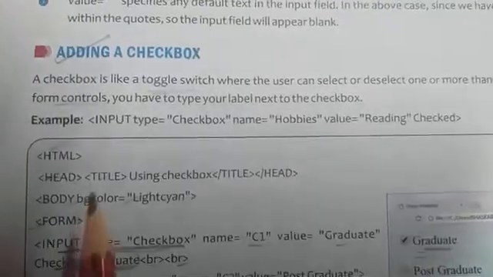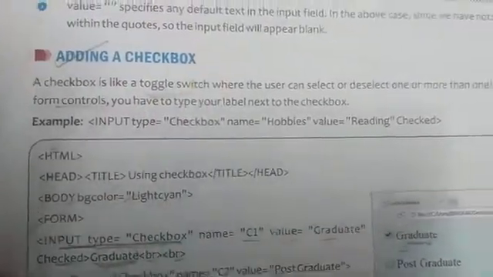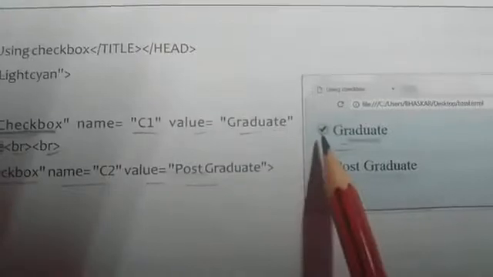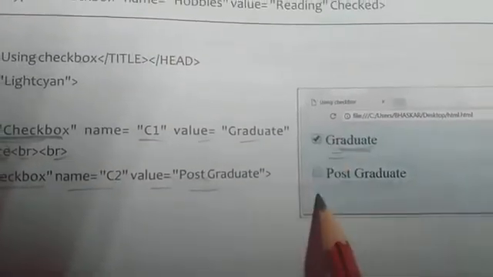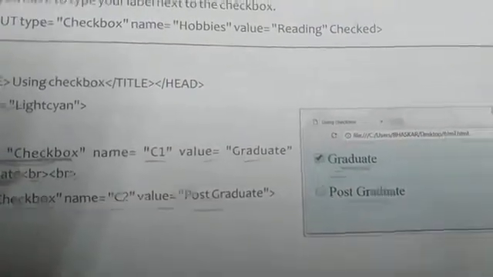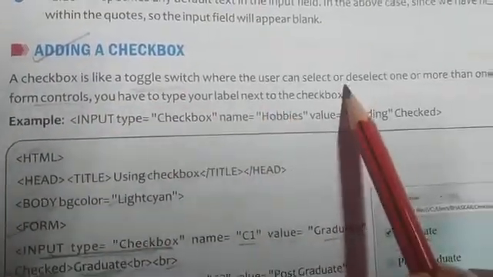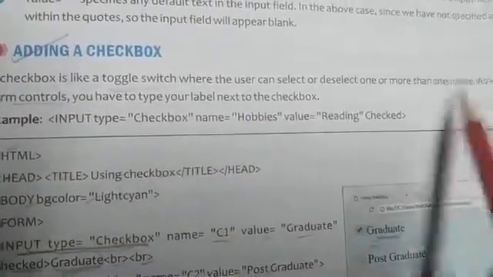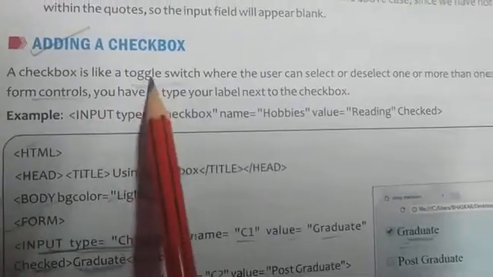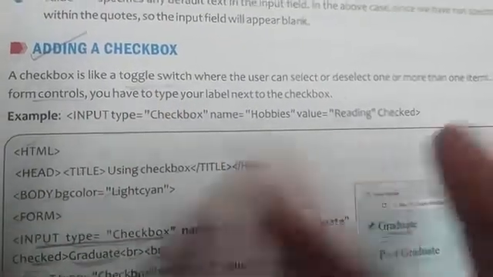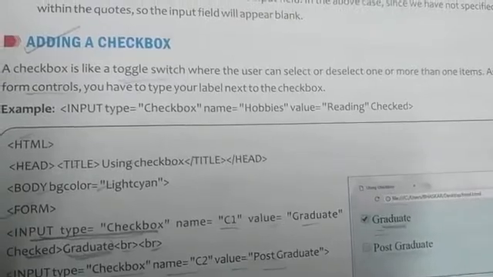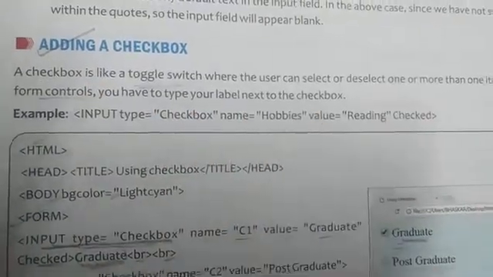So after this we have how to add a checkbox. Yes, this is the example of a checkbox. How to use this checkbox inside your web page. A checkbox is like a toggle switch where the users can select or deselect one or more than one item. Means more than two values we can select or deselect. So in form controls, you have to type your label next to the checkbox.